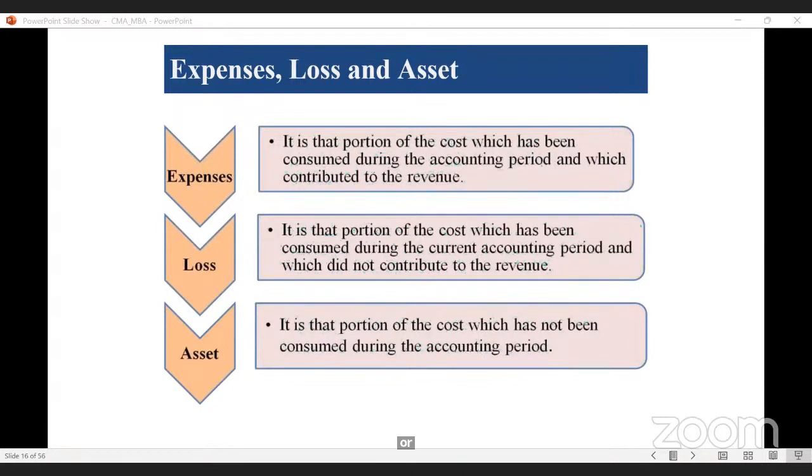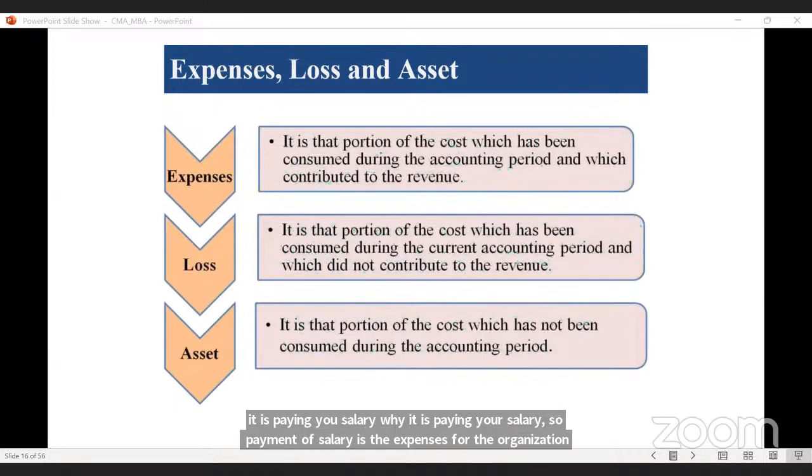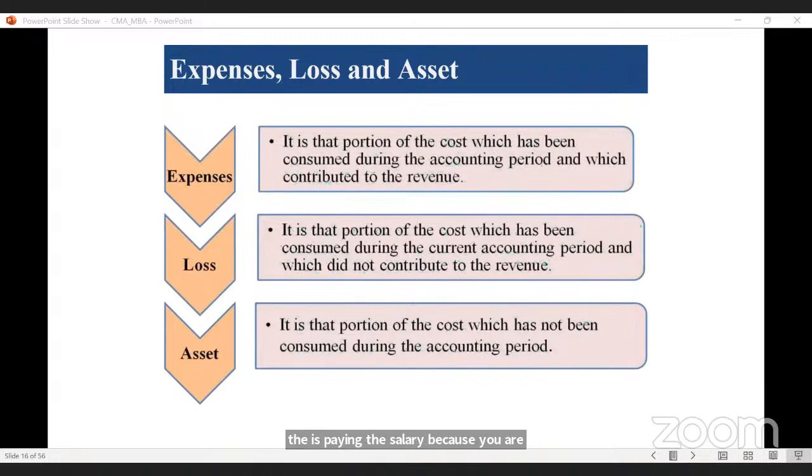So payment of salary is an expense for the organization. On the other hand, the organization is paying the salary because you are helping the organization to achieve its targets, increasing the sales. So please remember, expenses means what? Cost expended to get the bundle of benefits.